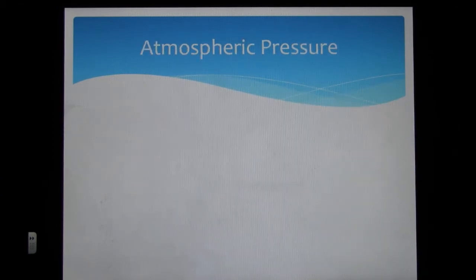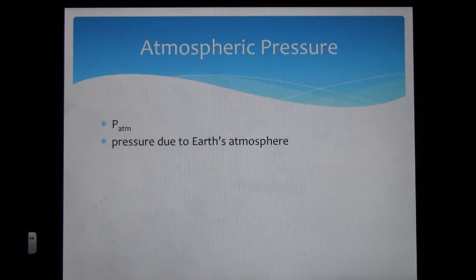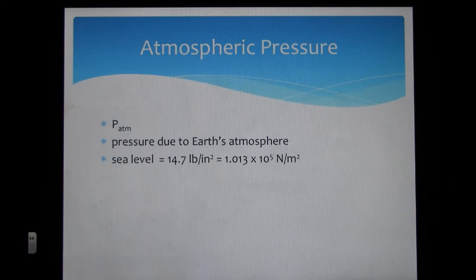The atmosphere is a fluid, so it also has the ability to exert pressure on objects. We call this atmospheric pressure, or pressure due to Earth's atmosphere. Air pressure, or atmospheric pressure, is the pressure due to the weight of the fluid or the atmosphere above a given point. For example, at sea level, the atmospheric pressure is 14.7 pounds per square inch, or 1.013 times 10 to the 5th newtons per square meter.